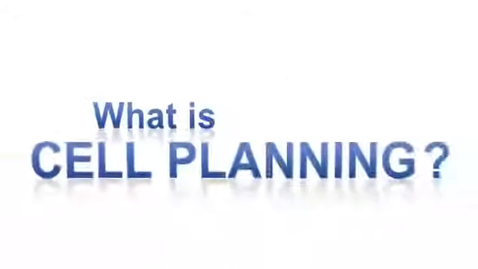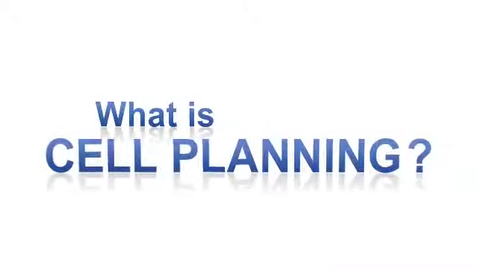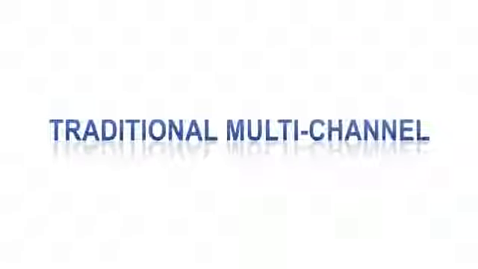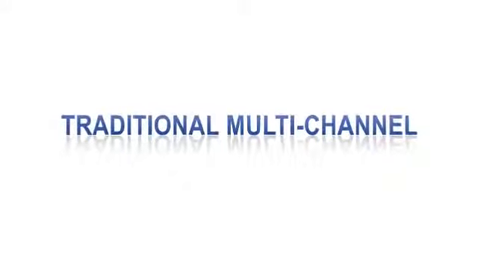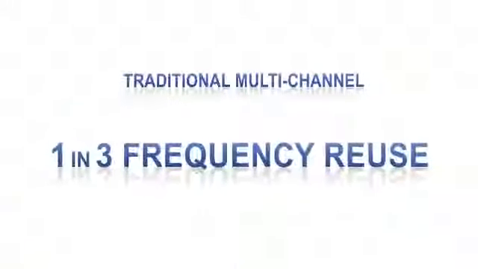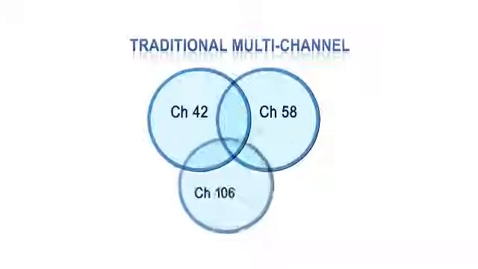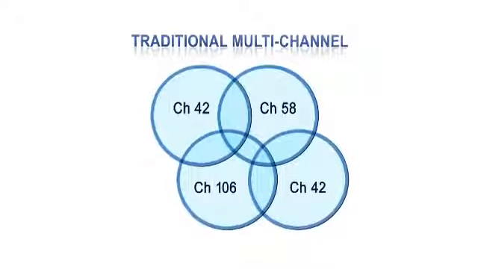Let's take a look now at cell planning with 802.11ac. And what does that mean to you in your enterprise environment? Traditionally, a lot of enterprises would have deployed in this traditional approach, as you can see here illustrated, where you'd use a 1-in-3 frequency reuse. So you'd have frequency 1 here, 2 and 3, and then you'd reuse the frequency over here. And so you'd need to have a minimum of 3 channels.